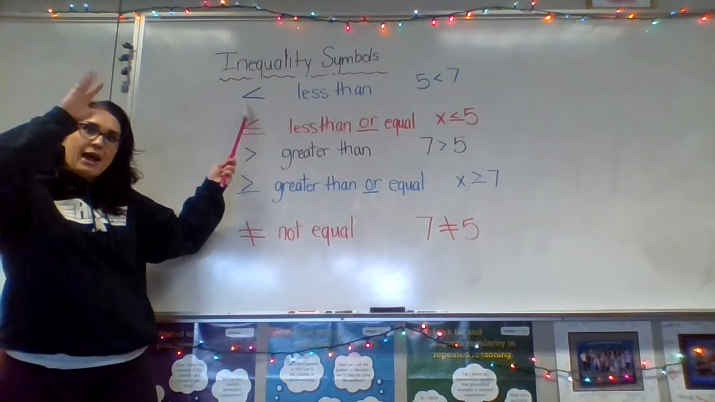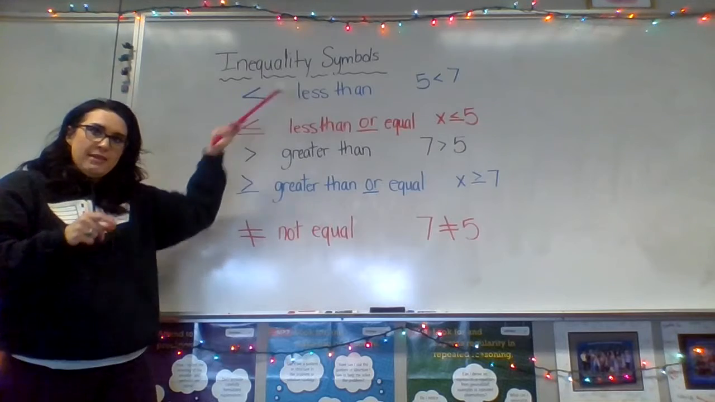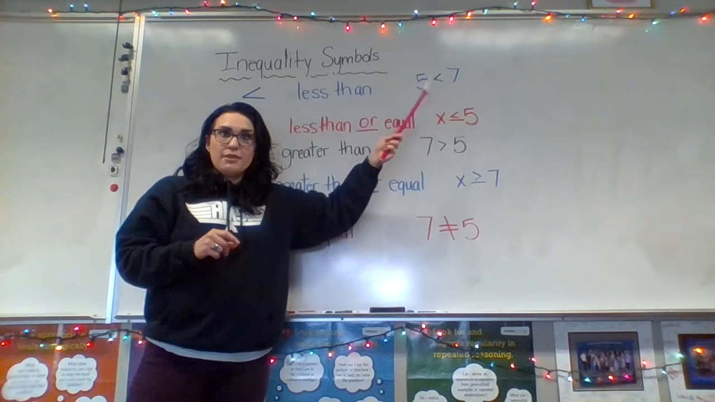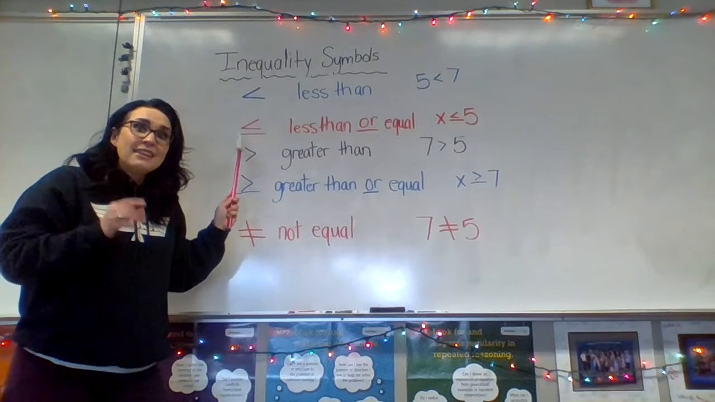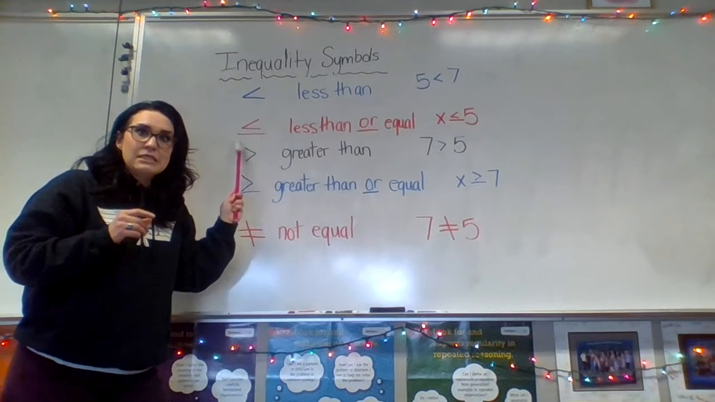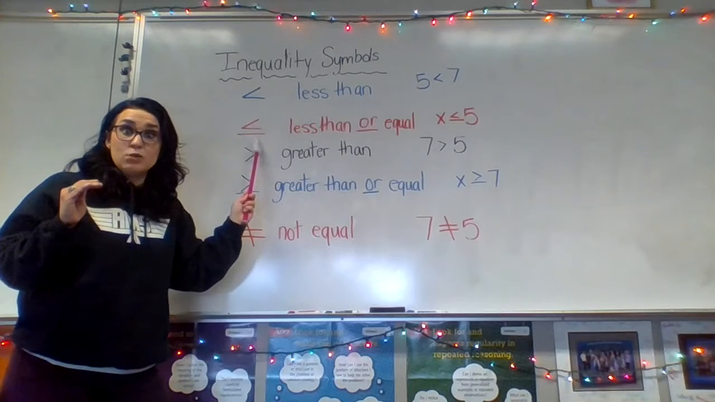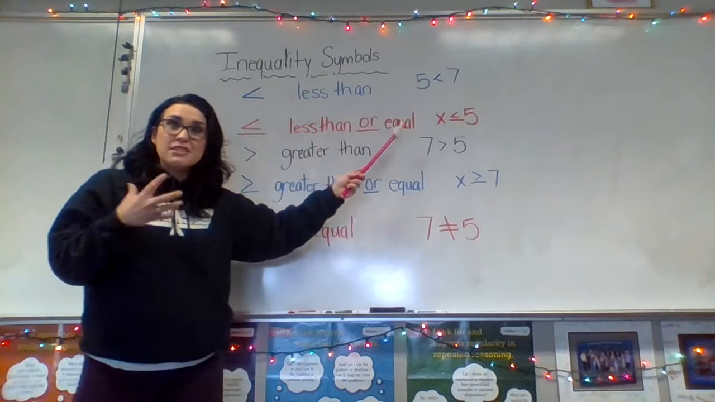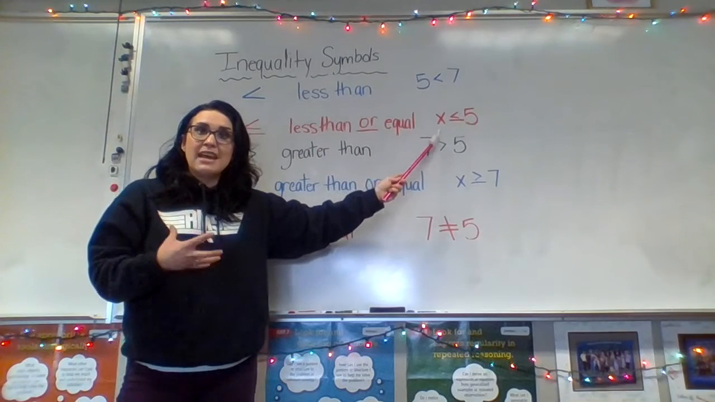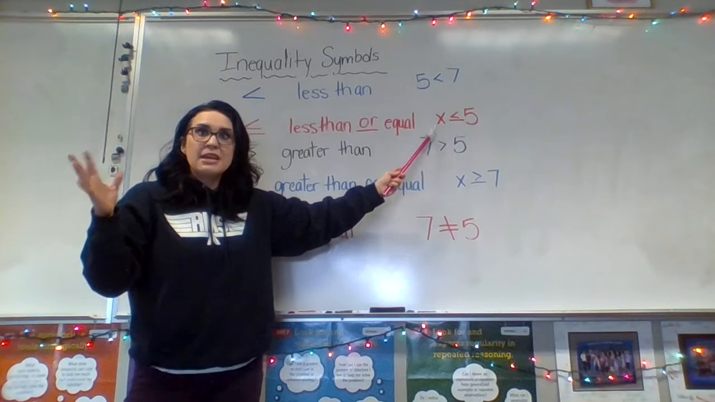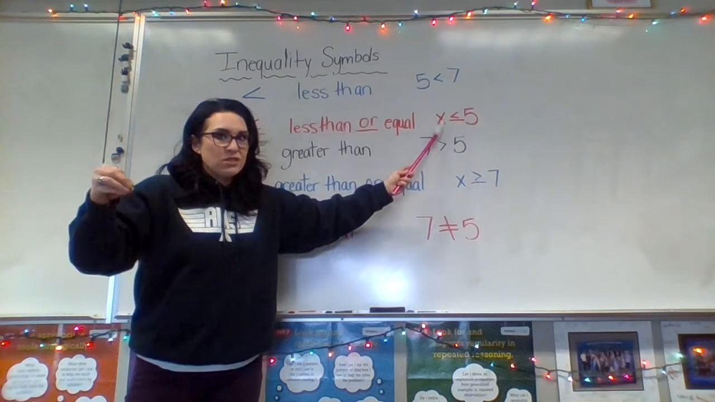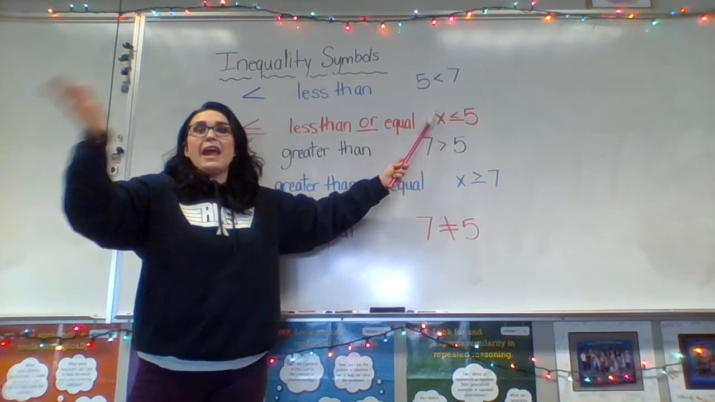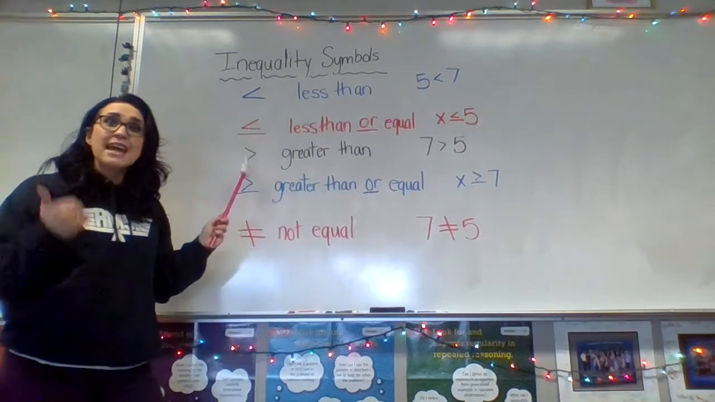The first one, we have our Pac-Man little mouth opening that way. This is less than. So we could say that 5 is less than 7. Next, we have a less than sign, but notice it has a little bar underneath. It's like part of an equal sign, so we would say this is less than or equal. We use this a lot with variables. In this case, I'm saying that x, our mystery number, is either less than or equal to 5. So it could be 5, but it might also be 0, 1, 2, 3, 4, or anything under 5. Next, we have greater than.